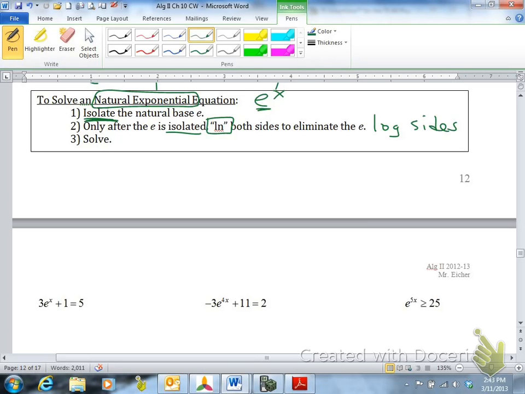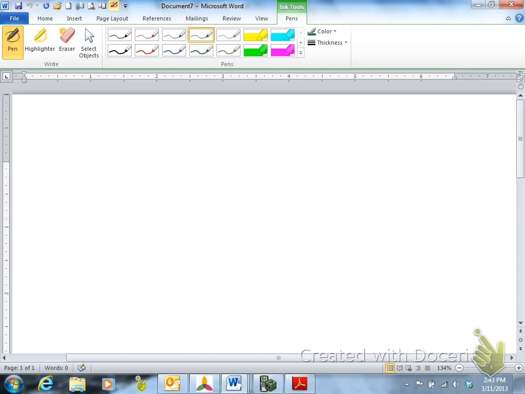So we've done questions like this before. This is what we did on Friday or Thursday. If you have 2 to the x equals 5, to solve for the exponent, you would log both sides, bring the exponent down. So we're going to do the same idea here. Instead of log, we're going to ln both sides.